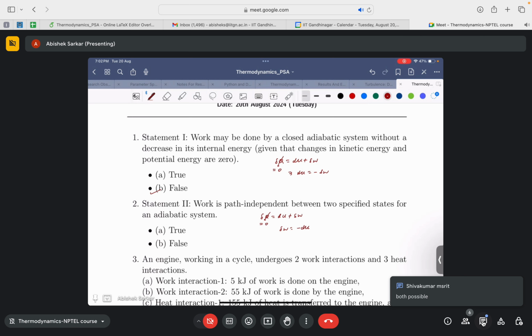Both possible. Okay, interesting actually. Can you explain to me how you're saying both are possible? It's actually interesting. I also don't know, but can you tell me? I want to know actually about it.